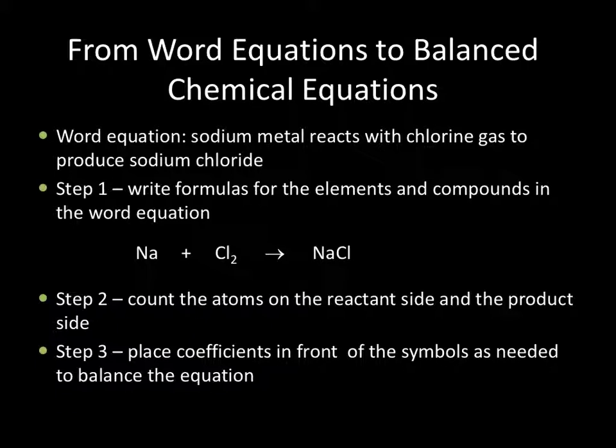In this case we have sodium metal represented by Na. Chlorine gas is a diatomic molecule, one of the Brinkelhoff atoms, so it always exists as Cl2, to give us sodium chloride. So in the next step, to balance the chemical equation, we will count the atoms on the reactant side and the product side, and place coefficients in front of the symbols as needed to balance the chemical equation.